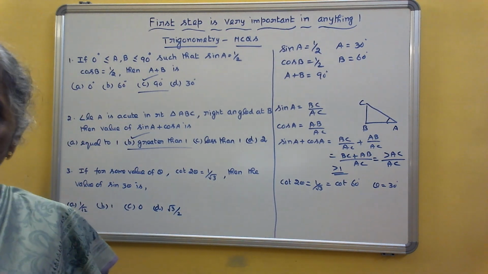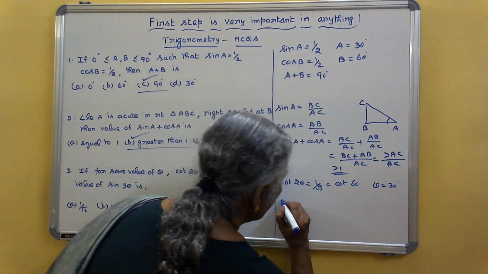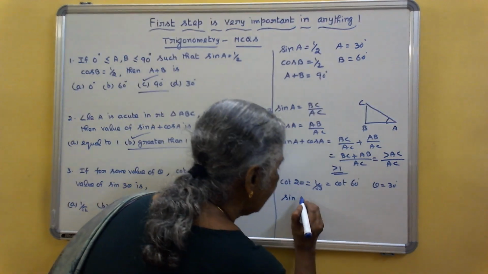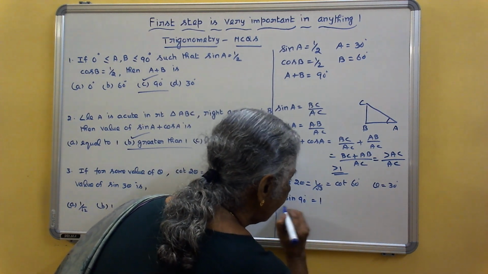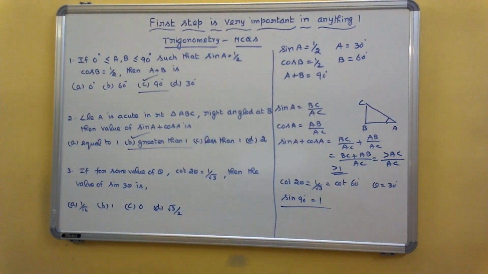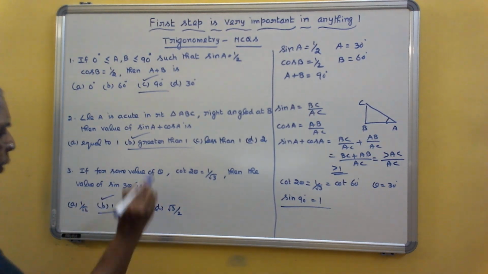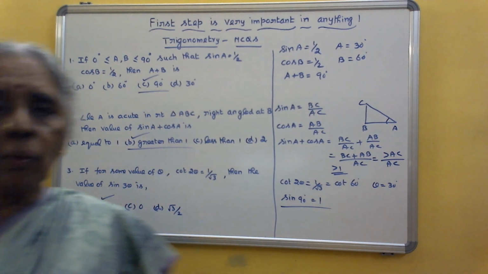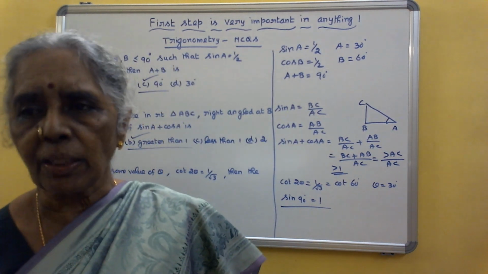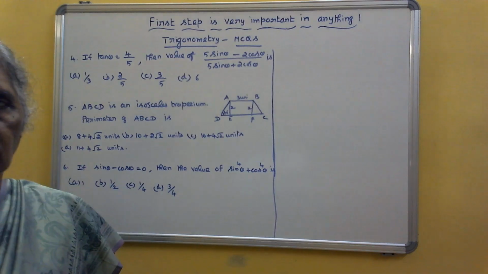Now, we want sin 3 theta. So, sin 3 theta is sin of 3 into 30, so sin 90. You know the value of sin 90 is 1. So, that is option B. So, I hope you are clear with the three sums. Now, let us move on with further sums.